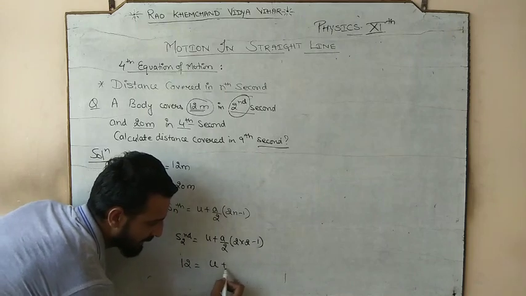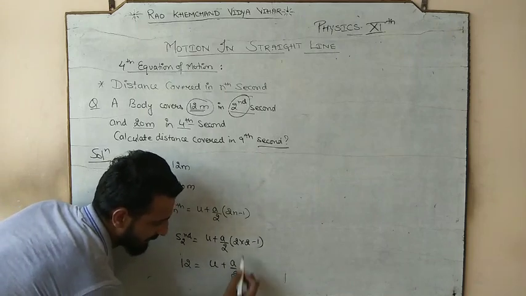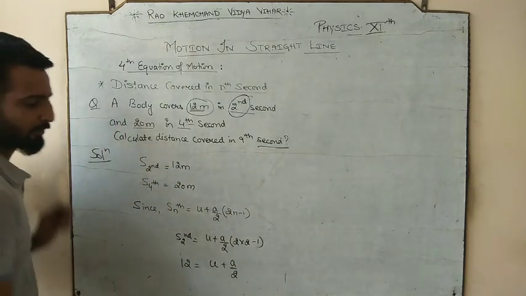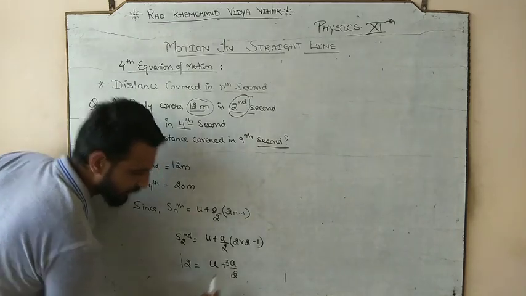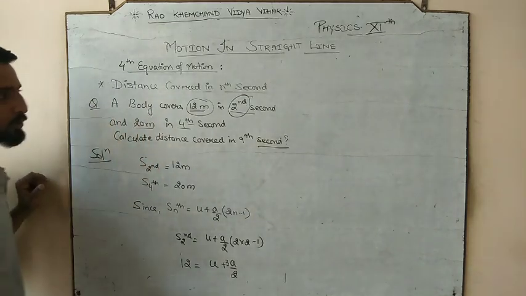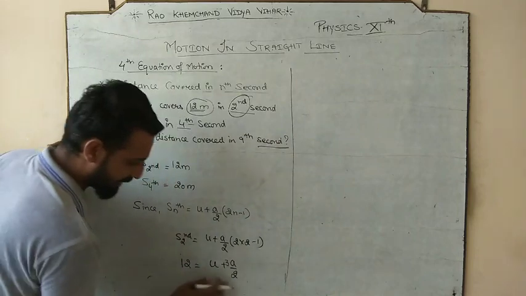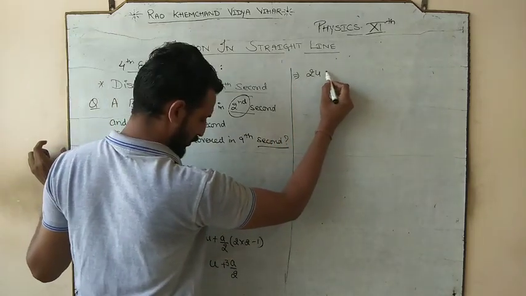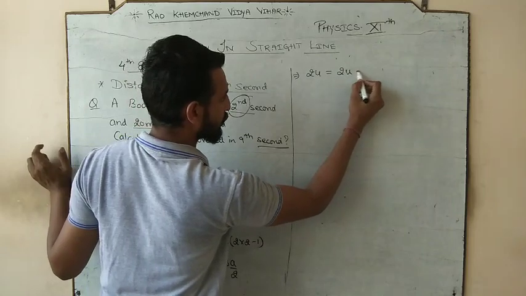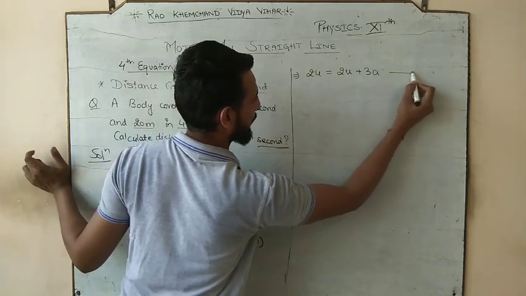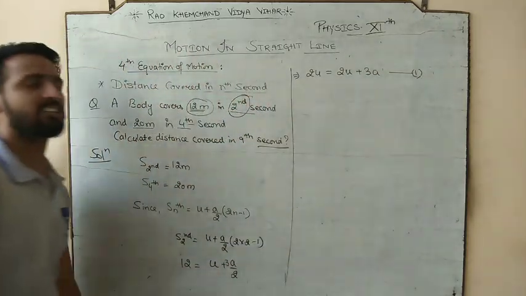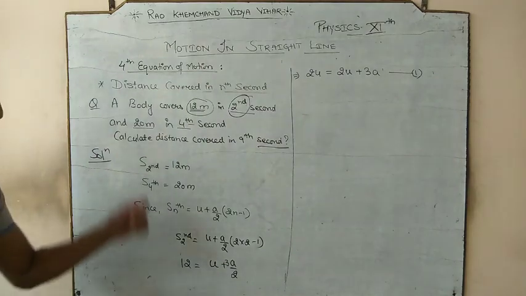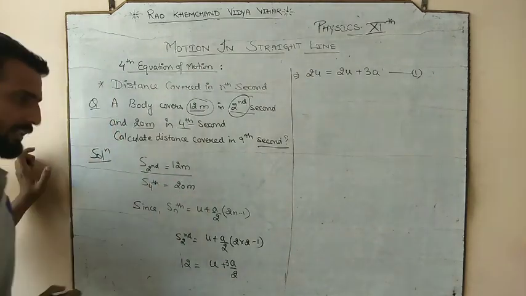We do not know the initial velocity. We do not know the acceleration. It is 2 times 2 minus 1, it is 3. So it becomes 3a by 2. Or if we try to solve, it will become 24 is equal to 2u plus 3a. This is our first equation that we make from the first information.